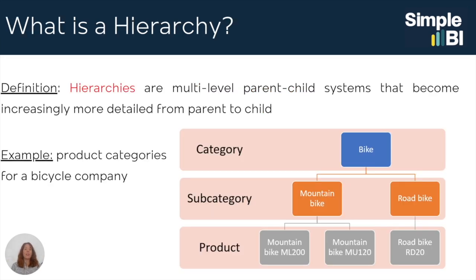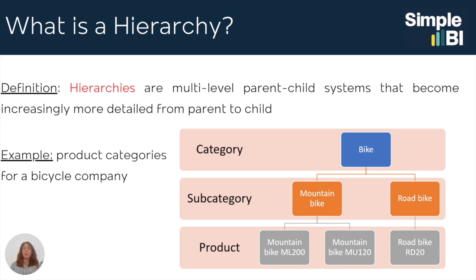So what is a hierarchy? Hierarchies are present in nearly every dataset simply because we see them just about everywhere in everyday life. By hierarchies, we are referring to a multi-level parent-child system that becomes increasingly more detailed as we go down through the levels from parent to child. You can also think of the levels as categories and subcategories, where the subcategories provide a little more information about each category. Let's consider an example: product categories at a bicycle manufacturing company.